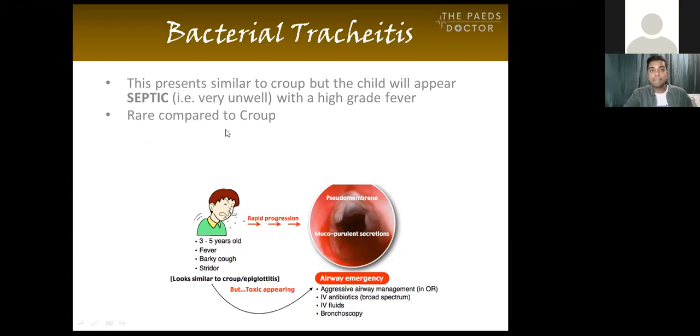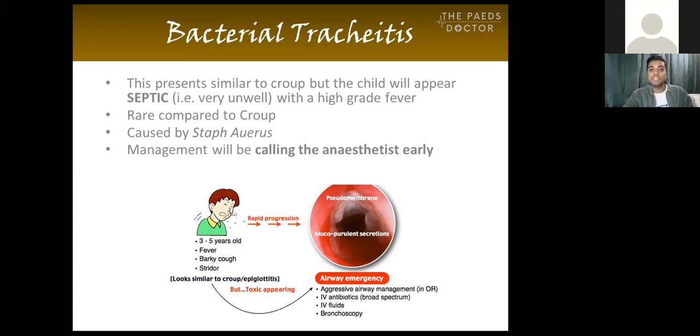So it's rare compared to croup, and it's caused by Staph aureus. That's the most common cause of it, and it causes this kind of pseudomembrane and mucopurulent secretions, as you can see in this image of a rigid bronchoscopy. So it is an airway emergency, okay? You need to call the anaesthetist ASAP, start them on broad spectrum antibiotics and IV fluids, and then ENT will need to be present as well if they need to do a rigid scope, okay? So that's the main difference from croup, if everyone understands that.